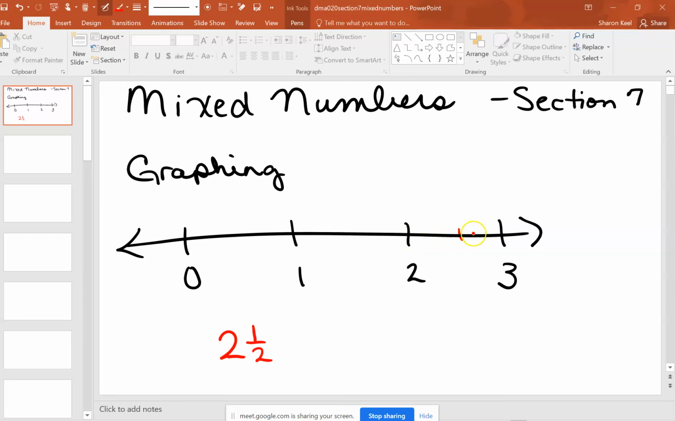So that would be 1, 2 places. The denominator 2 lets you know you need to have 2 spaces, but the numerator says we're only going to go 1 space past the 2. When we graph this, we get a value here at the 2 1/2.